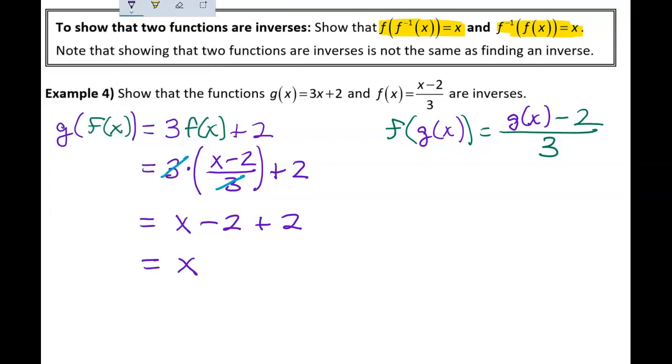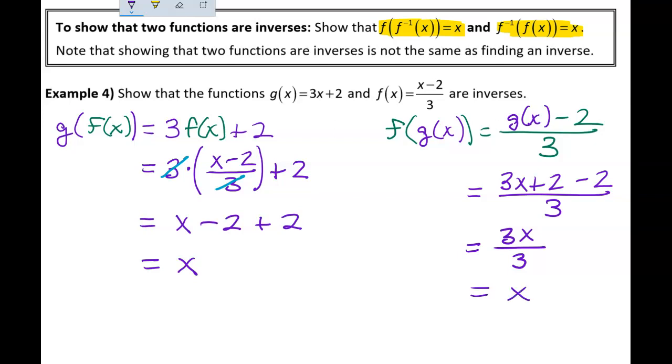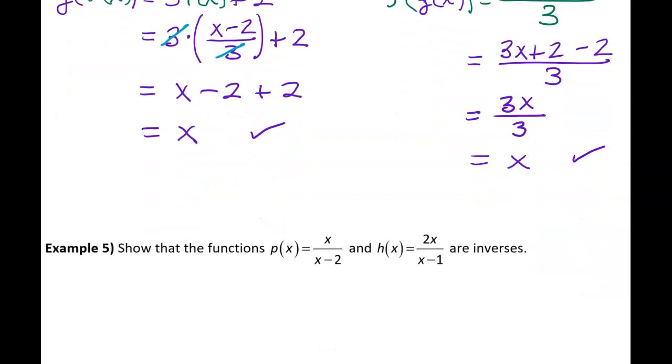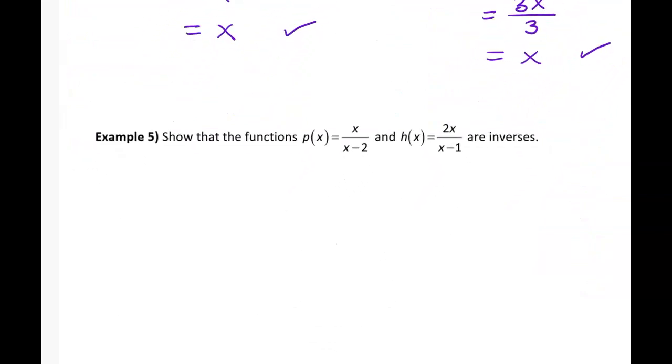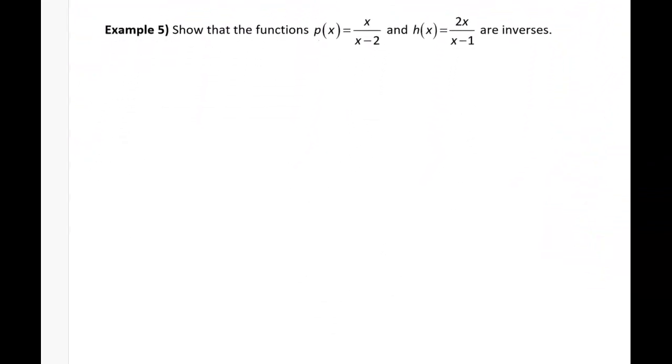Now let's take a look at what g of x is. G of x is the function 3x plus 2. Bring down that minus 2 and the over 3. We can combine like terms in the numerator, and we get 3x over 3, and that gives us a final result of x. And so that's just a check to see if those two are inverses. They both gave me a composition equal to x. Remember that we have to do both compositions.